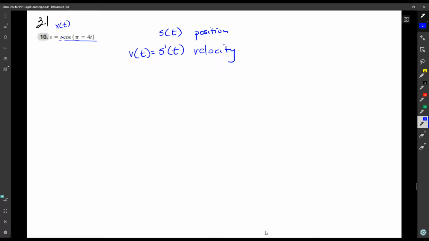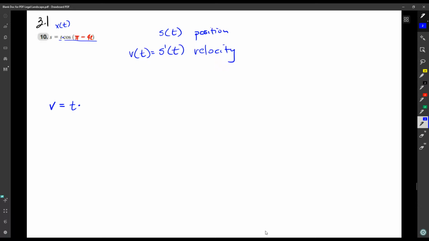The derivative of s is going to be v, and I'm going to look at first a product rule. So the product rule goes first times derivative of the second plus the second times derivative of the first. So the first function is t, and we're going to multiply that by the derivative of the second function. So in that cosine of pi minus 4t, the pi minus 4t is the inside function, while the cosine is the outside function. We know from the chain rule to take derivative of the outside first, leave the inside, then multiply by the derivative of the inside.